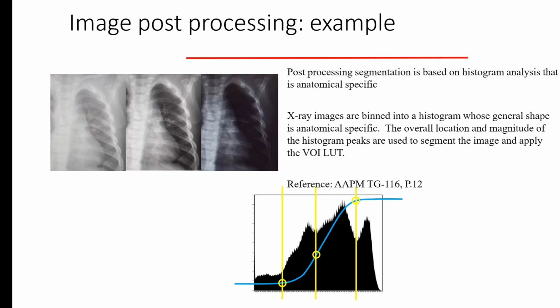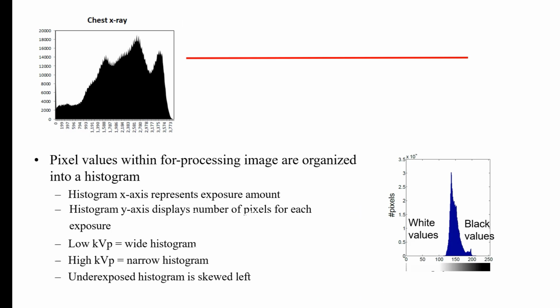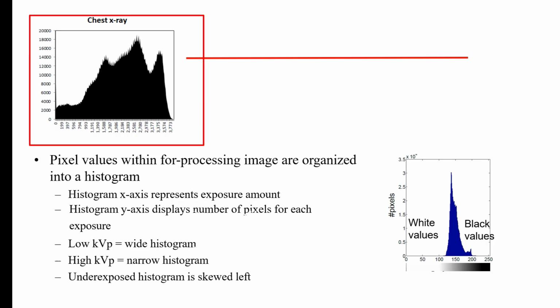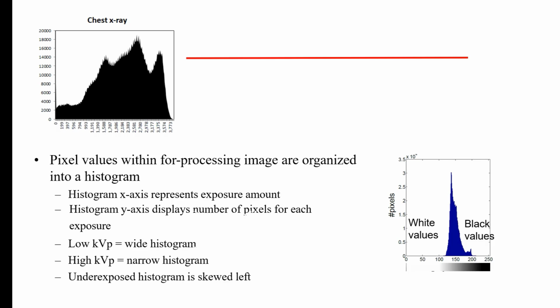X-ray images are binned into a histogram whose general shape is anatomically specific. The overall location and magnitude of the histogram peaks are used to segment the image and apply the values of interest from a lookup table. Here we see a typical chest X-ray histogram with the pixel values that are ready for processing. The histogram x-axis represents the exposure amount, and the y-axis displays the number of pixels for each exposure.